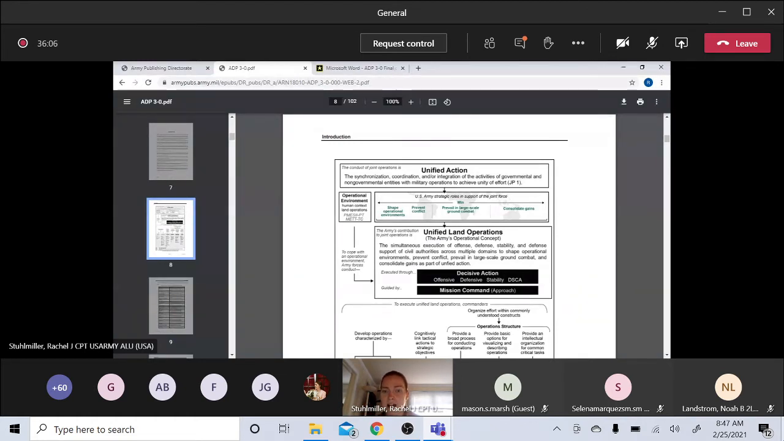And the other thing that we go into with unified land operations is the fact that unified land operations is executed through decisive action. So you're going to hear these again: offense, defense, stability, DSCA. If I say DSCA, I'm talking about defense support of civil authorities. Those four are very critical for you to understand. But know that unified land operations is executed through decisive action, but it's guided by mission command. So who can tell me what mission command is?